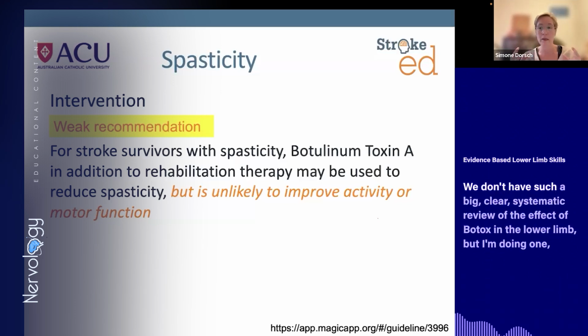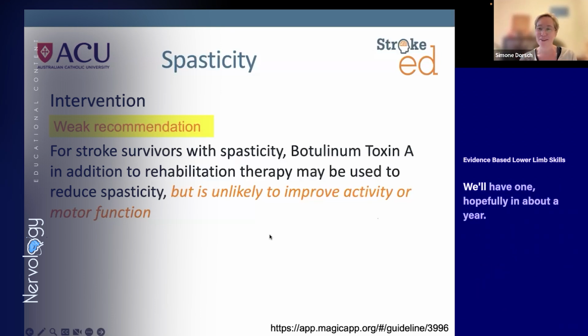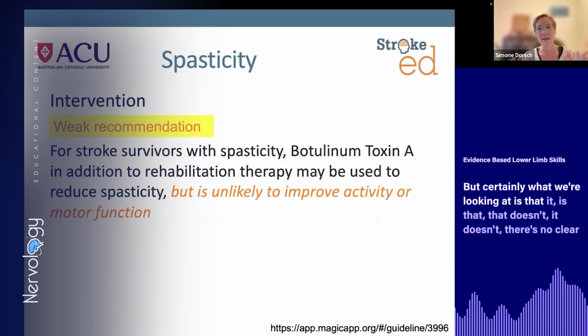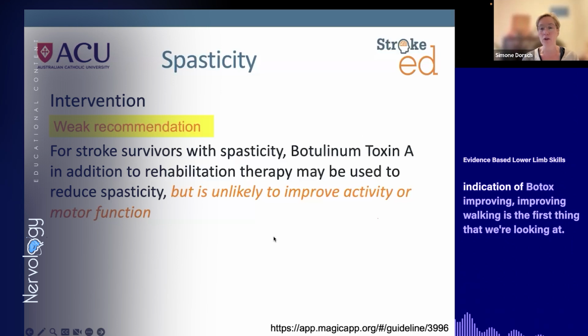We don't have such a big, clear systematic review of the effect of Botox in the lower limb, but I'm doing one, so hopefully we will have one in about a year. But certainly, what we're looking at is that there's no clear indication of Botox improving walking.